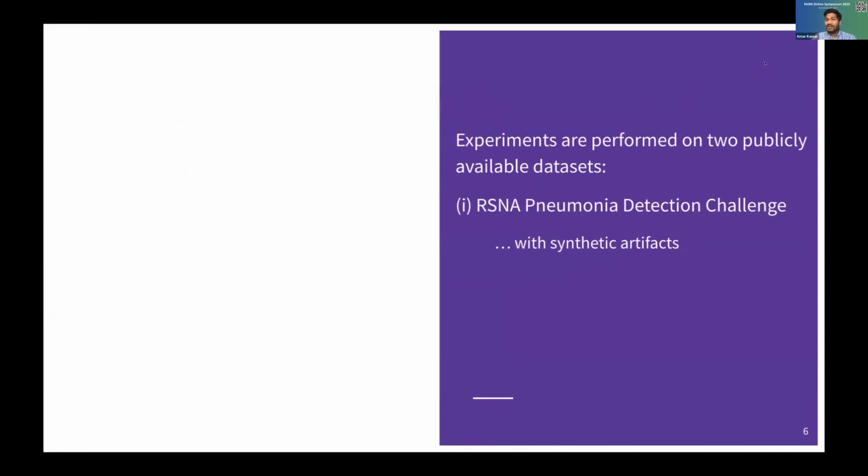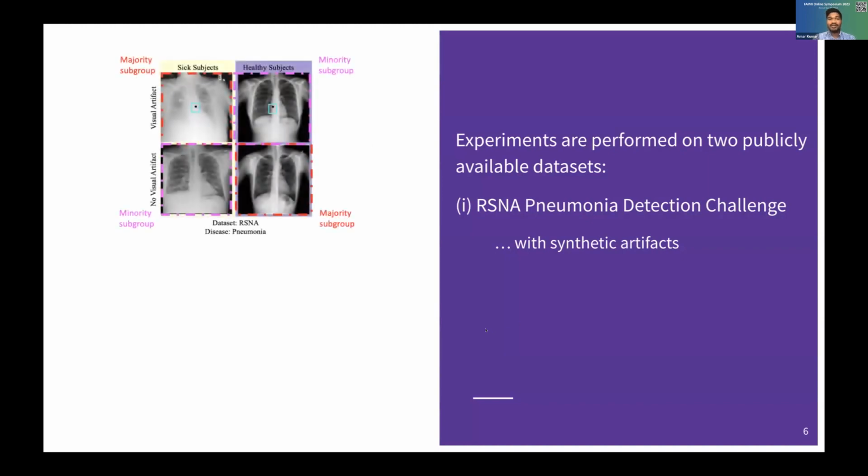We try to show our results on a data set, which is the RSNA pneumonia detection challenge. In this case, we introduce a synthetic artifact, and the artifact was something like this. If you look at the sick subjects, which are shown on the left side, and the healthy subjects, shown on the right side, we tried to curate a data set and ensure that most of the sick subjects who contain the disease have a black dot in the center.